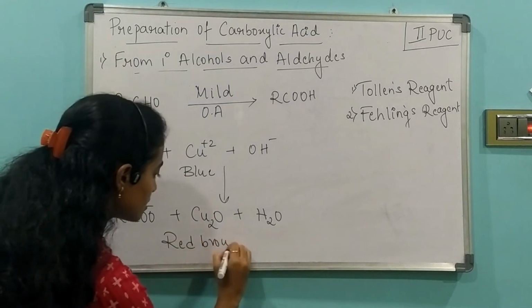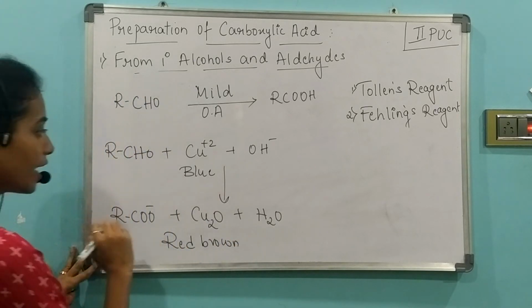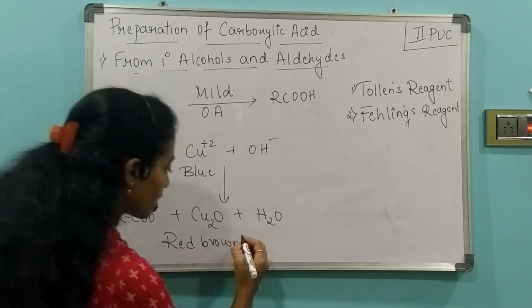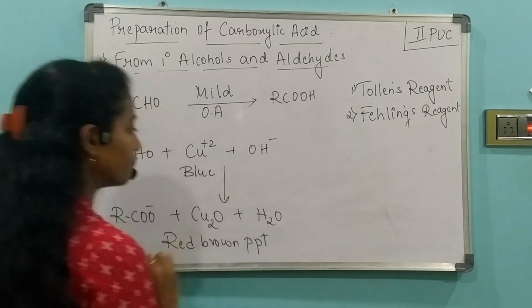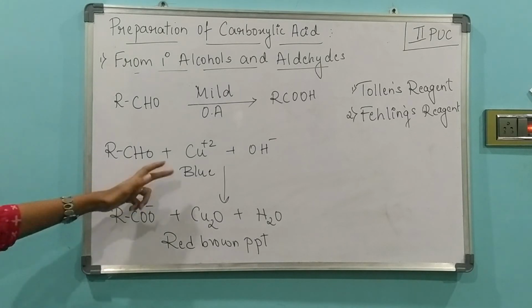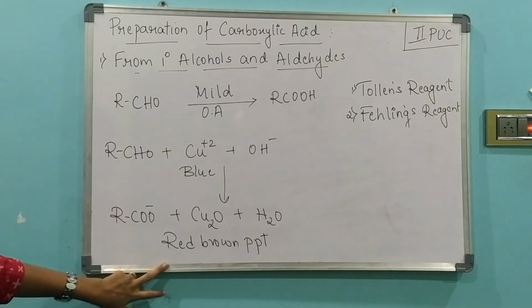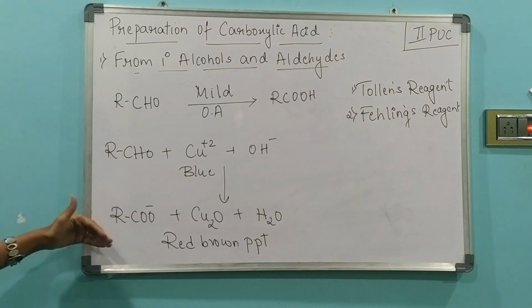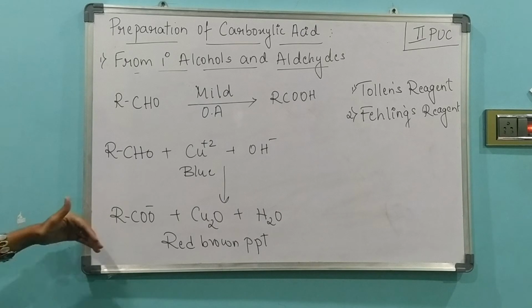And this tells us there is a presence of aldehyde and it is being converted into the carboxylate ion. By using the Tollens reagent, we had got the silver mirror appearance in the test tube. But here by using the Fehling's reagent, we will be converting the blue color of the solution towards the red-brown PPT due to conversion of the aldehyde into carboxylate ion.